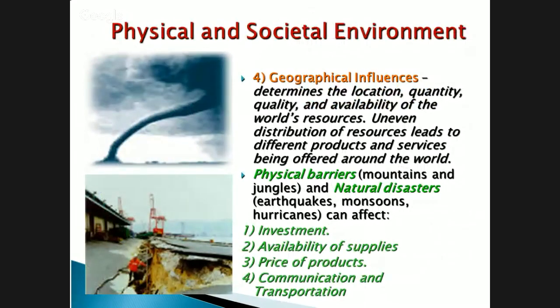And we've got geographical influences. When we're talking about geographical influences, we're talking about physical locations, the quantity, quality, and availability of the world's resources. Uneven distribution of resources leads to different products and services being offered around the world. We've got physical barriers like mountains, jungles, and natural disasters, earthquakes, monsoons, and hurricanes, which can affect investment, availability of supplies, price of products, as well as communication and transportation.